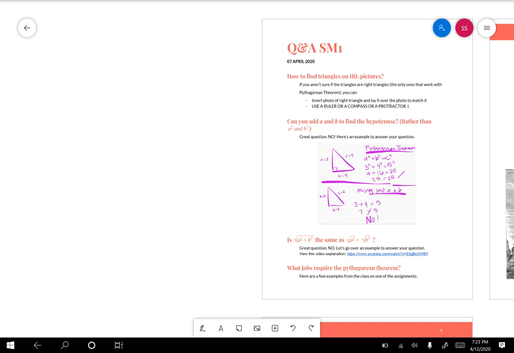Okay, next question. Can you add a and b to find the hypotenuse rather than a squared and b squared? Short answer is no. There is an example.